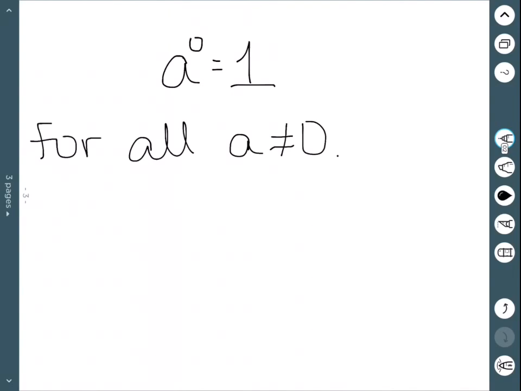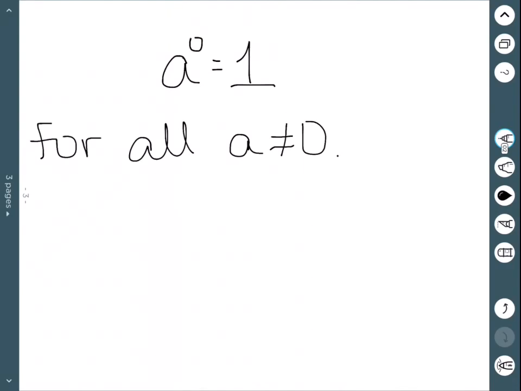Our first rule is for 0 exponents. Any number to the 0th power is equal to 1, except for 0. So a to the 0th power is equal to 1 for all a not equal to 0. 0 to the 0th power is a little more complicated than we will deal with here.